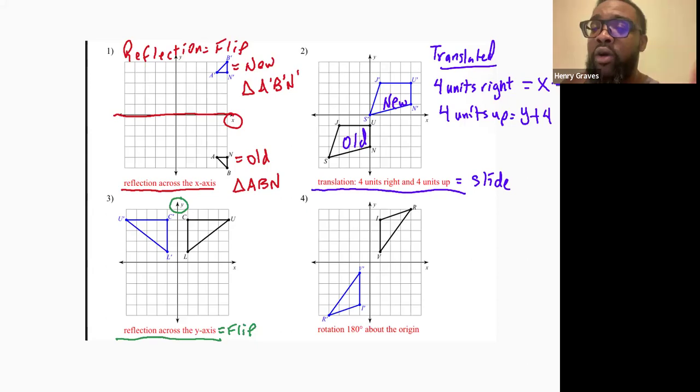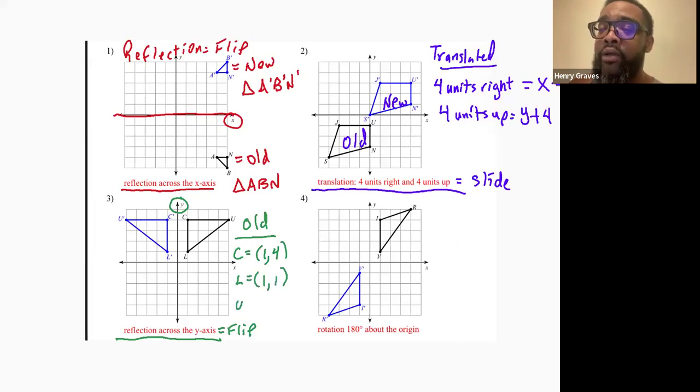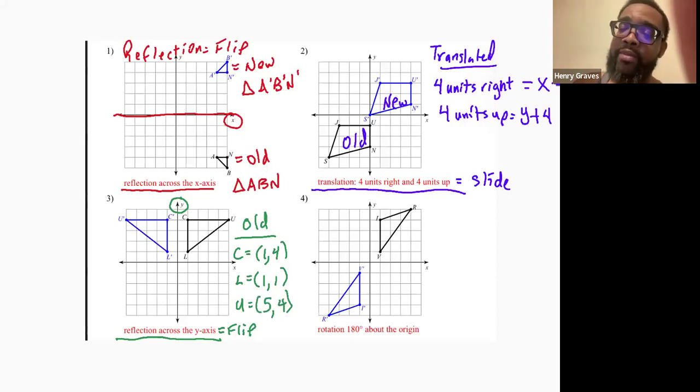Remember, the ordered pairs for my old one here: C is 1, 4. L is 1, 1. And U is 5, 1. Yeah, 5, 4. Now remember, when I reflect across the y-axis, I flip it. So essentially, I'm going to keep y.